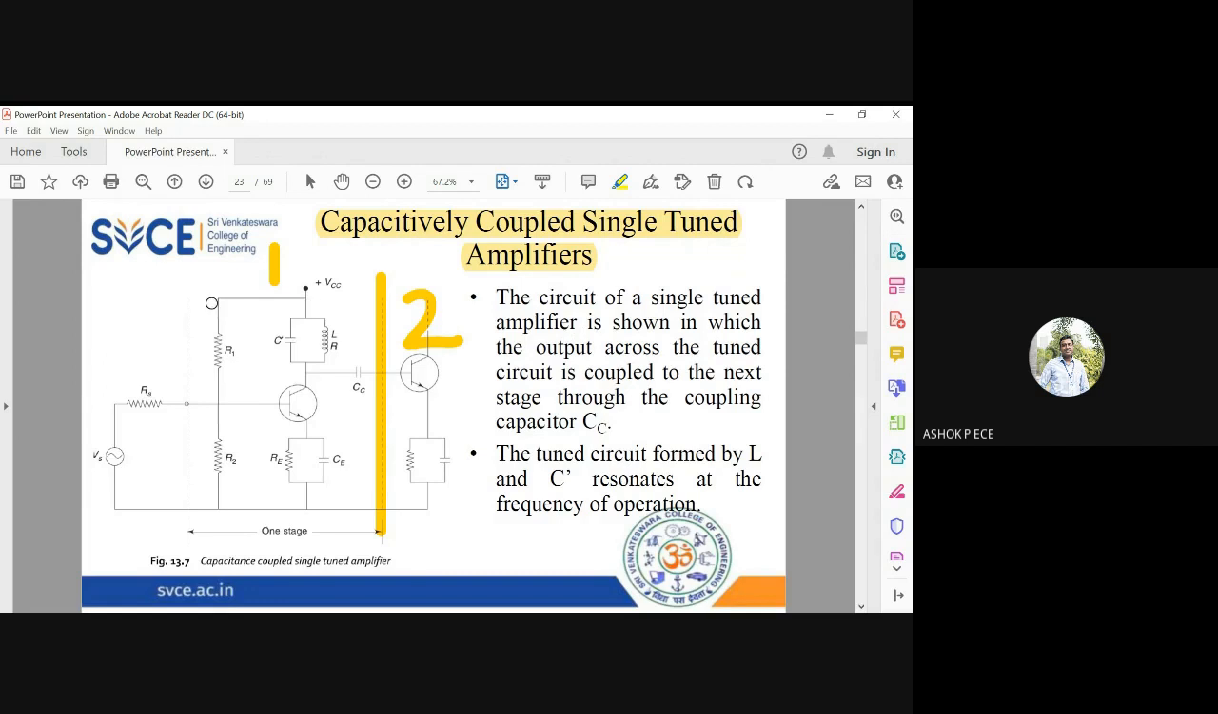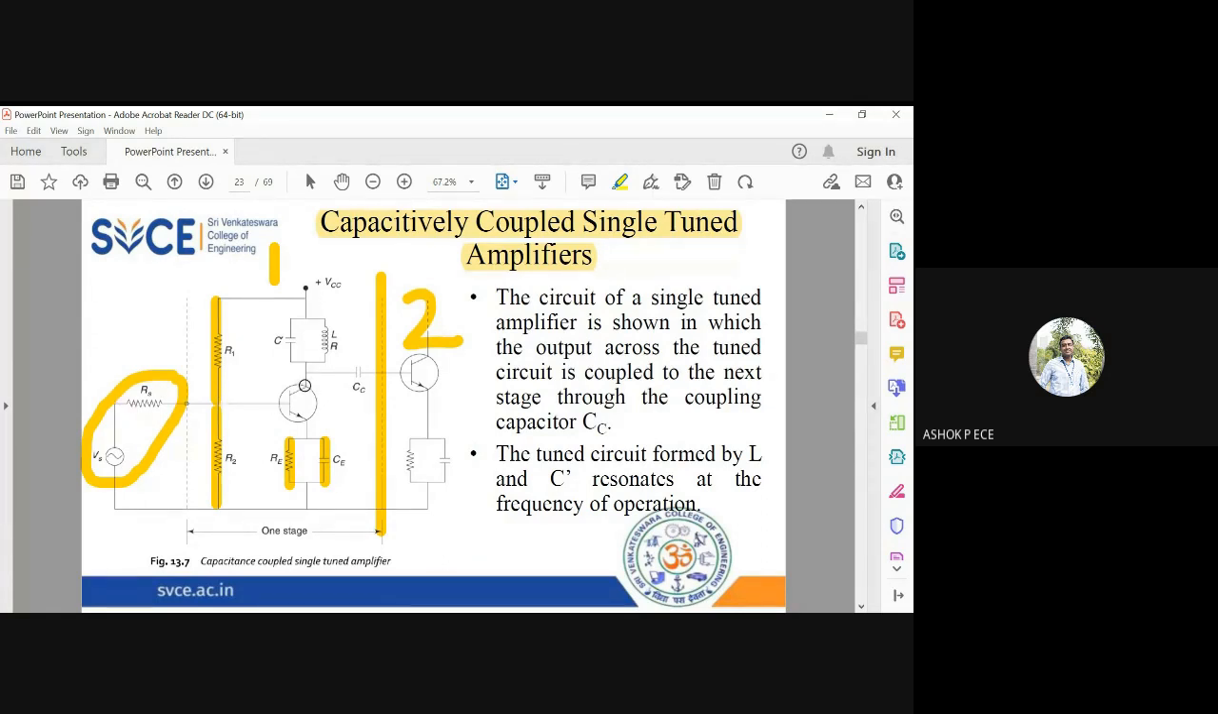Stage 1, you see, is a conventional common emitter amplifier. R1 and R2 are going to help in providing voltage divider bias. RE and CE are going to act like the emitter resistance and bypass capacitor. This is going to be my AC source, VS and RS. From the function generator, I'm going to provide the input to my base.